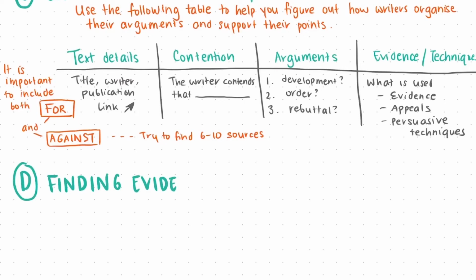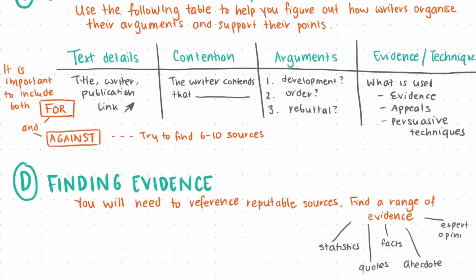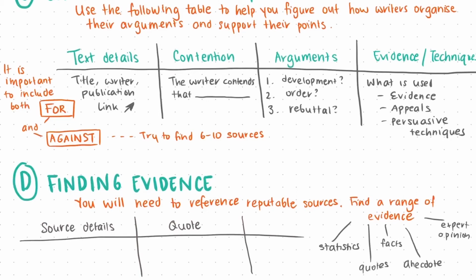The next step is to find evidence. You'll need to reference credible sources and find a range of evidence to use. For example, you might want to think about statistics, quotes, facts, anecdotes, and expert opinions. It's important to include the source details so that you can reference when appropriate.